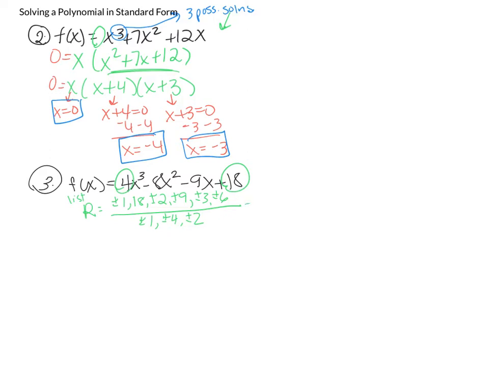So now I'm actually going to divide those numbers. And when I go to divide those numbers, I'm going to get plus and minus 1, plus and minus 1/4. Remember, I'm just taking my number and dividing by each in the denominator. Plus and minus 1/2, plus and minus 18, plus and minus 18 divided by 4, which is going to be 9/2, plus and minus 9.